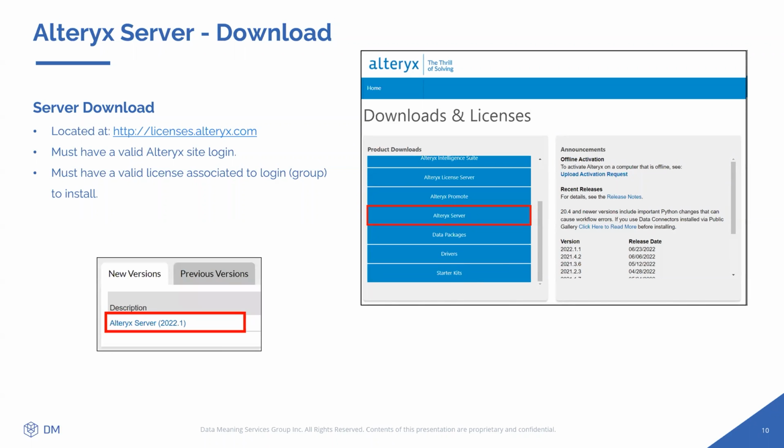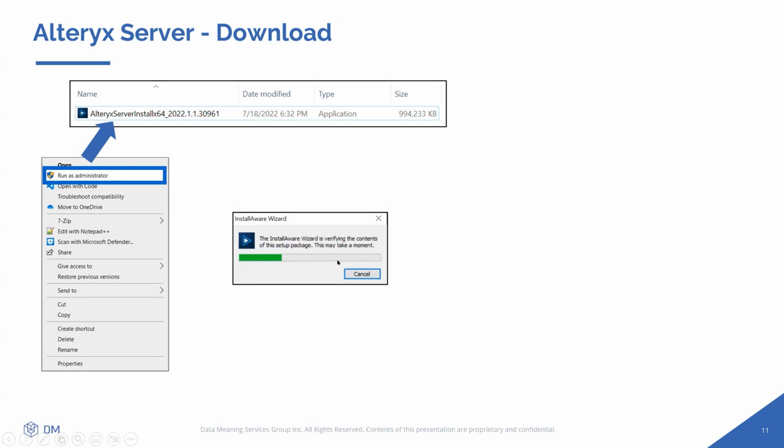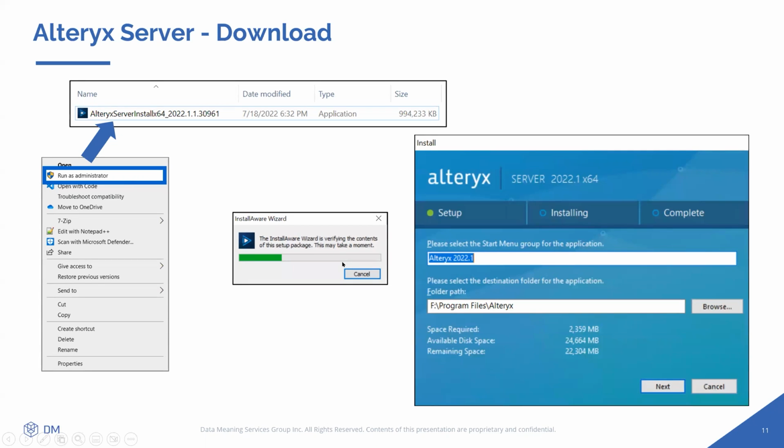So then, again, about the mandatory checklist, I've chosen the version that I want to install, 2022.1. And then after downloading it, I just have to run it as an administrator in my Windows Server environment. It's going to take a while to verify the contents, and then there's a pop-up to start the installation. As you can see, the installation is going to be on the F drive, Program Files, then Alteryx, which is separated from the C drive where the Windows Server is installed.